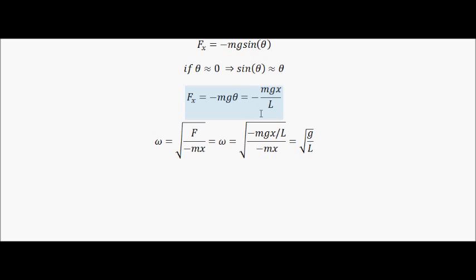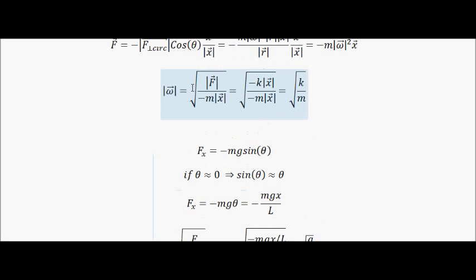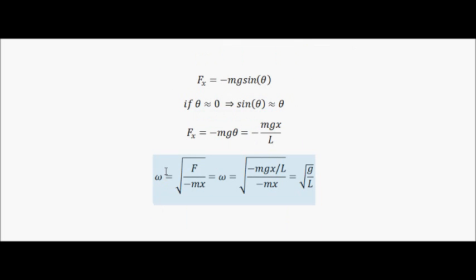We can say we've got an analogy. We've got x here, which is the displacement in the x direction, and we can say that mg over L is an analog of k. So using this relationship, we can say omega is equal to root of F over minus mx. That's equal to the root of minus mgx over L, over mx. All I've done is substitute this into here. The mx and the mx cancel out, and we get root g over L. So that's a relationship that a lot of people know about.